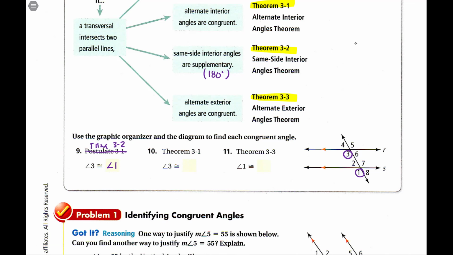For number 10, it says theorem 3.1. Theorem 3.1 says that alternate interior angles are congruent. So the angle that is alternate and interior to angle 3 is angle 7. And then finally, theorem 3.3 tells us that alternate exterior angles are congruent. So we're looking for an angle that is alternate and exterior to angle 1. Alternate means it's on the other side of the transversal, and it is exterior, so that would be angle 5.